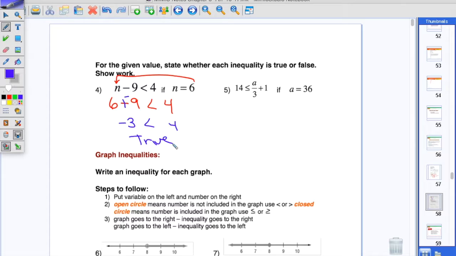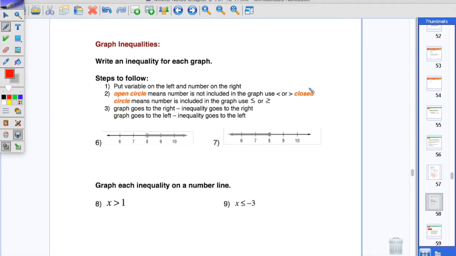Number 5 says 14 less than or equal to a over 3 plus 1. So substitute in your 36 for your a. Solve by doing the order of operations. So we have 14 less than or equal, and 36 divided by 3 is 12. Bring down your plus 1. So it's 14 less than or equal to 13. So is 14 less than or equal to 13? No, it's actually greater than. So this is false.